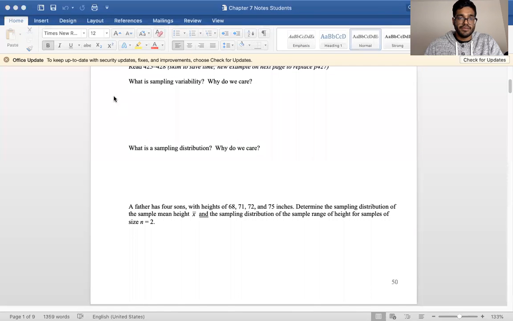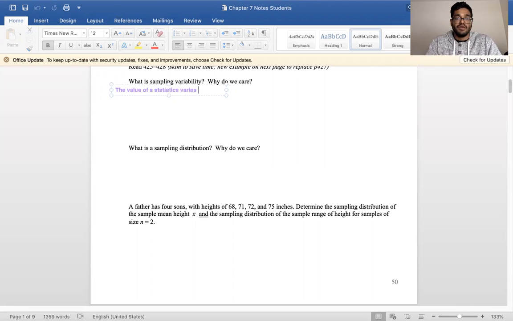What is sampling variability? Sampling variability is how the value of a statistic varies in repeated samples. What this is basically saying is that if you were rolling a die, and you look at the number of threes that show up when you roll the die 10 times, each time you do this, you're going to have a different number of threes. So there's going to be some variability in the statistic itself that you're looking at.